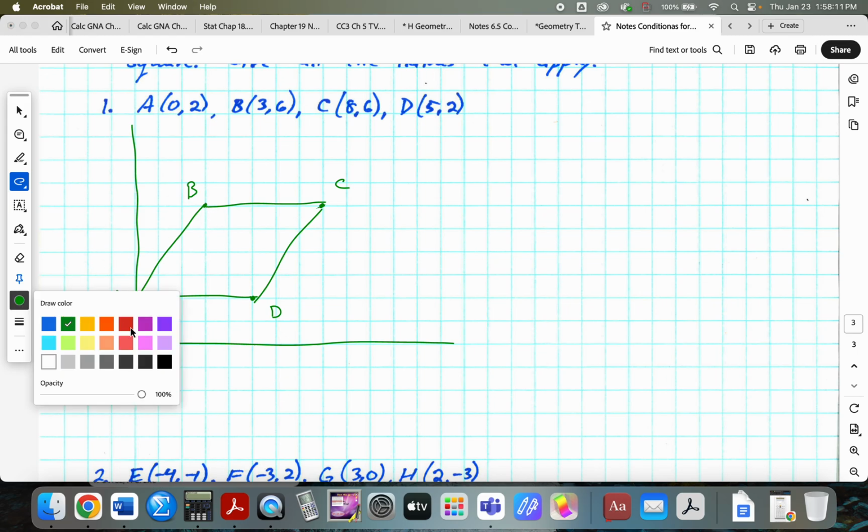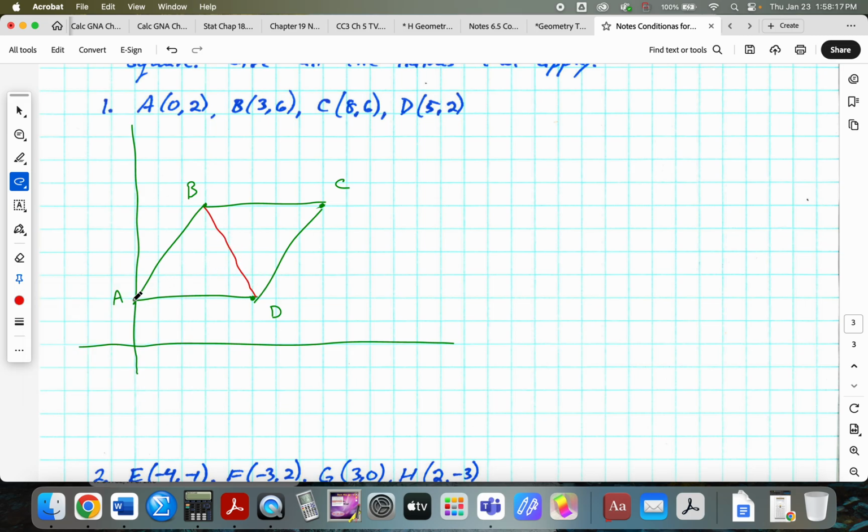I'm going to switch colors on this. So here's one diagonal. Here's the other diagonal. Do they look perpendicular? Yeah. Is that enough? No. So what I need to do is find the slopes.